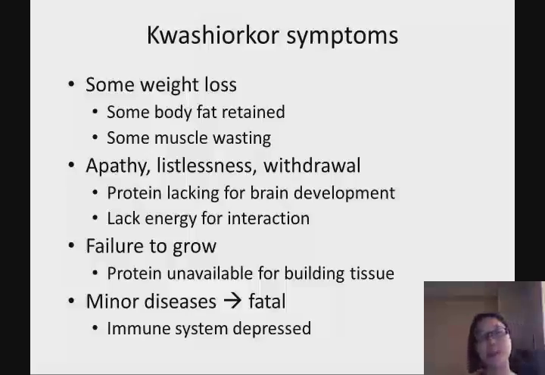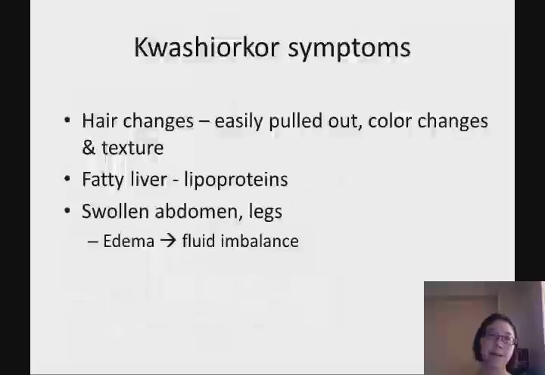And if you look at their face, they have apathy and listlessness or withdrawal, those symptoms, because they lack protein for brain development, and they lack energy for interactions. They have failure to grow because protein is not available to build body tissues. You're going to have minor diseases that sometimes can be fatal because they don't have the antibodies that are produced from proteins, which they have a deficiency of in their consumption. That's why the immune system is going to be compromised. They may have some kind of infection that causes them to die from that infection.